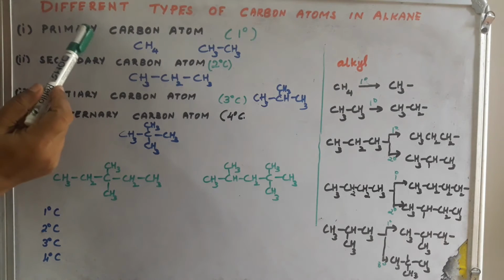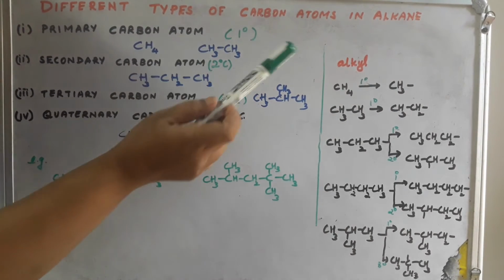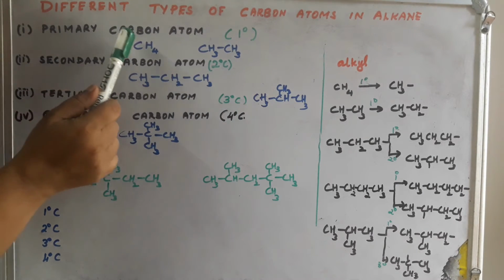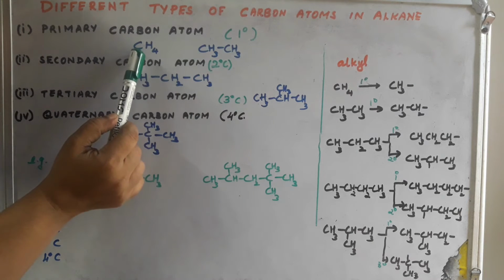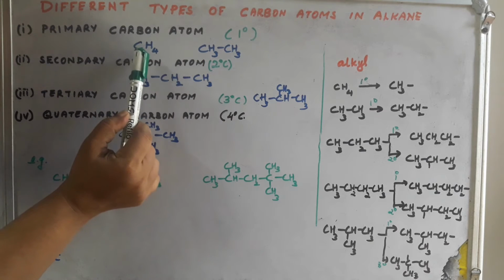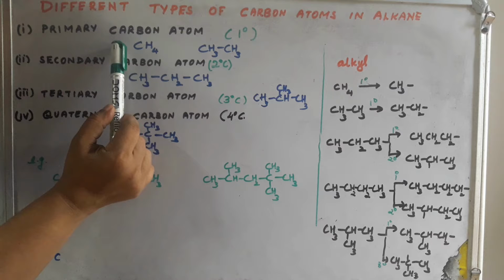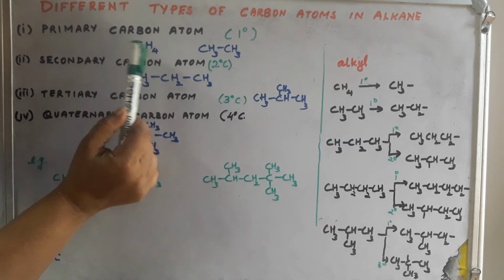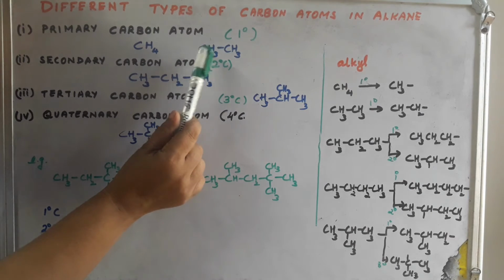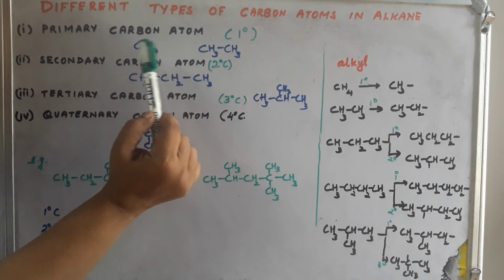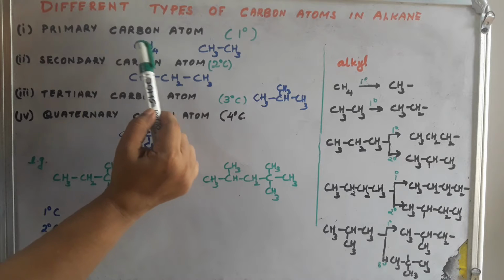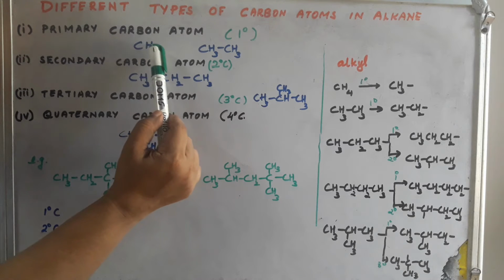Now today I am going to talk about the different types of carbon atoms that are present in alkanes. The first type is the primary carbon atom. A primary carbon atom is a carbon atom linked to one other carbon or no other carbon. In the case of methane, carbon is linked to no other carbon. There is no carbon here. Whereas here this carbon is linked to one carbon. So such a carbon is called a primary carbon. So this is a primary carbon, this is a primary carbon. And the hydrogen which is attached to the primary carbon is also known as primary hydrogen.